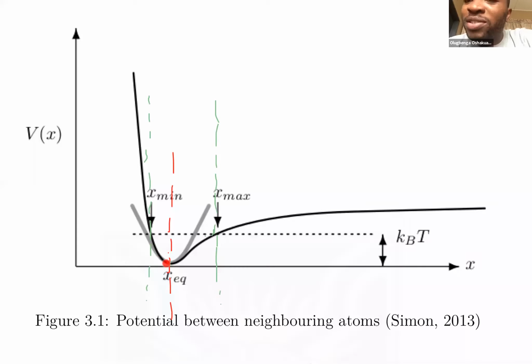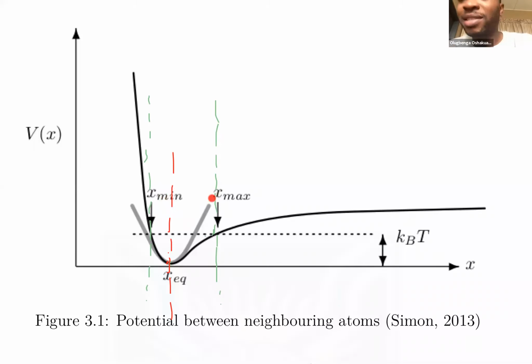So on coming to this left, at a particular finite temperature, when it oscillates to the left, it gets to a minimum distance to the next neighboring atom. When it oscillates to the right, it gets to the maximum distance from its neighboring atom. And one thing you would notice is that when it comes to the left, the distance between the x-min and the equilibrium position is very small. But when it goes to the right, the distance between the equilibrium position and the x-max is very large.